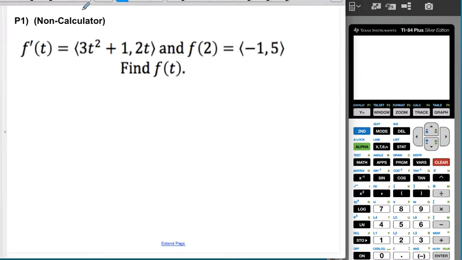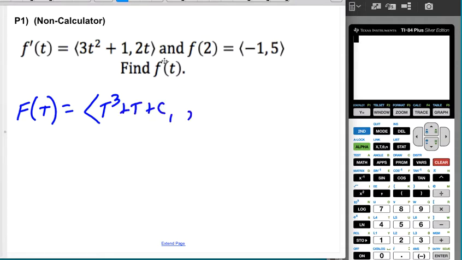All right, so you're going to go ahead and give that a try. We have f prime of t, and then you're given f of 2 as a value. Go ahead and find f of t. It's okay if you're just going to skip ahead to, hey, I get it, I'm integrating. So when you do the antiderivative for 3t squared, you get a t cubed, and then this is plus a t plus some constant c sub 1. And then when I do the antiderivative for a 2t, I get a t squared plus some c sub 2.